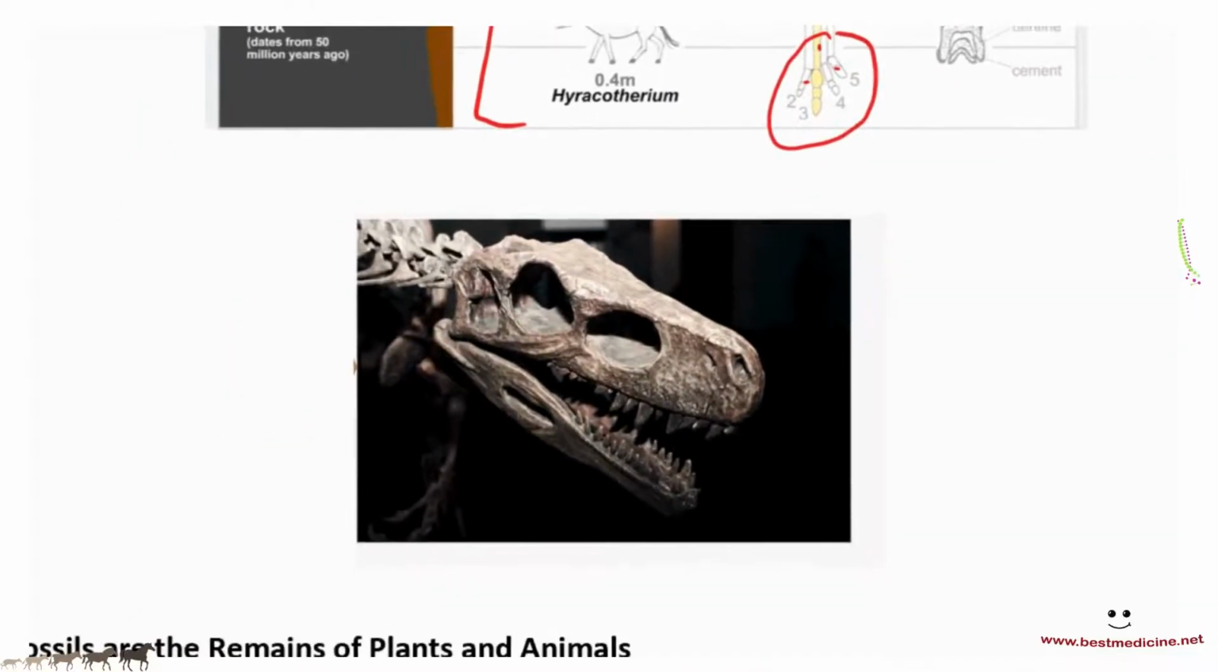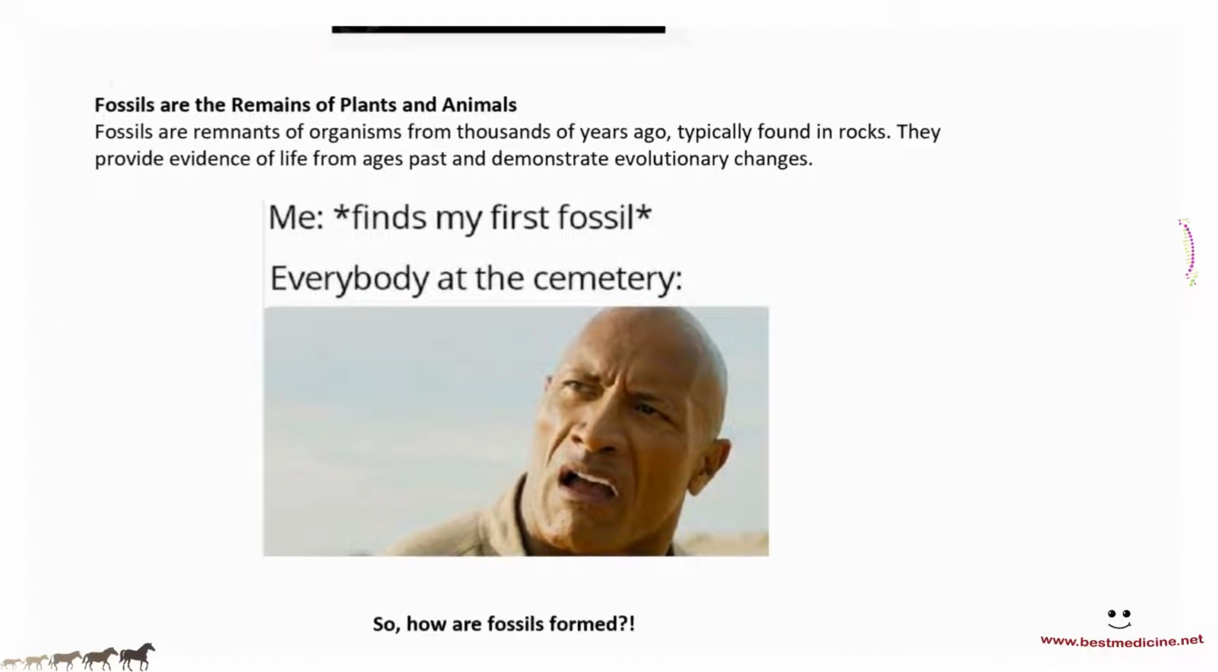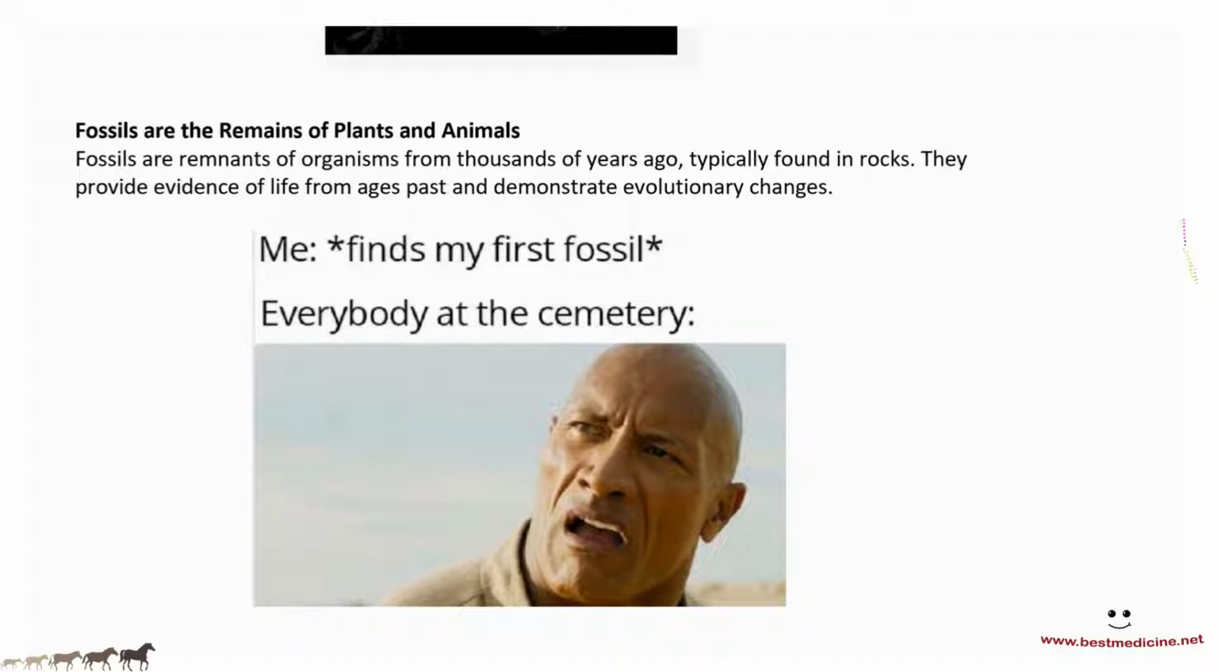Right, here's another fossil. So what is a fossil? A fossil essentially is just the remains of plants and animals, and you could have many different kinds of fossils and many different kinds of formations. So fossils essentially are remnants of organisms from thousands of years ago, and these are typically found trapped in rocks.